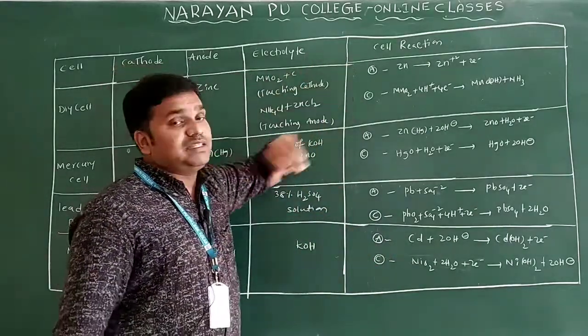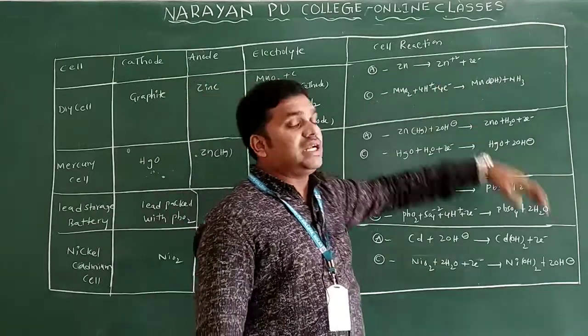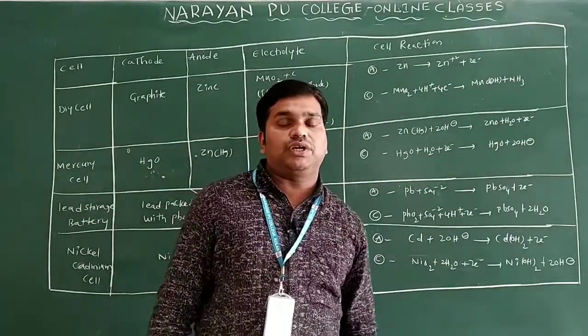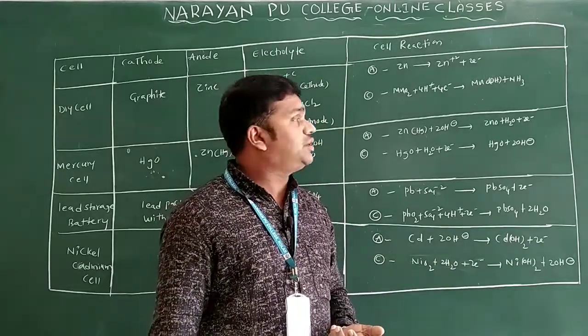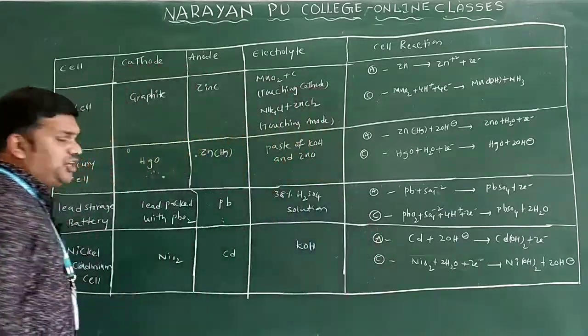Now here the reaction takes place at the cathode and anode. At the anode, zinc undergoes oxidation: Zn is converted to Zn2+ by loss of electrons. At the cathode, MnO2 gains H+ ions and electrons and forms MnO(OH), and ammonia is formed here. Detailed discussion was done earlier. Okay, next one we have the mercury cell.